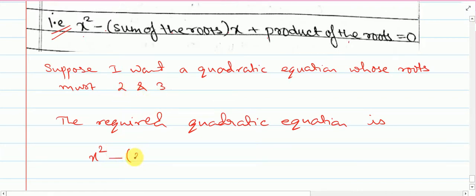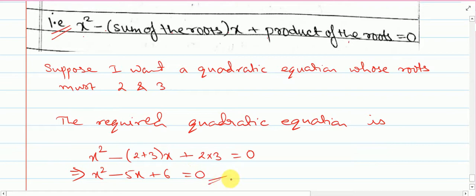Okay, so 2 plus 3 into x, then plus, then we have to write the product of the roots. For the required quadratic equation, roots should be 2 and 3, so the product will be 2 3s are 6. So this is going to be the quadratic equation which will have 2 and 3 as its roots.